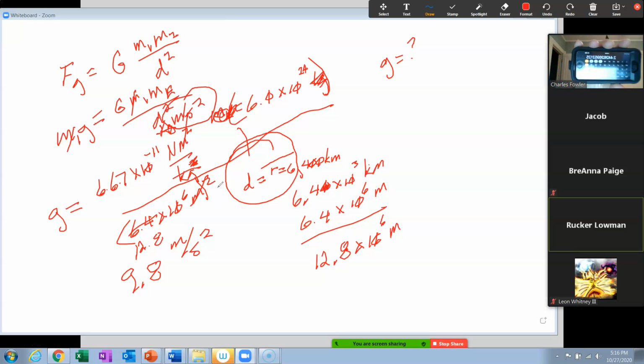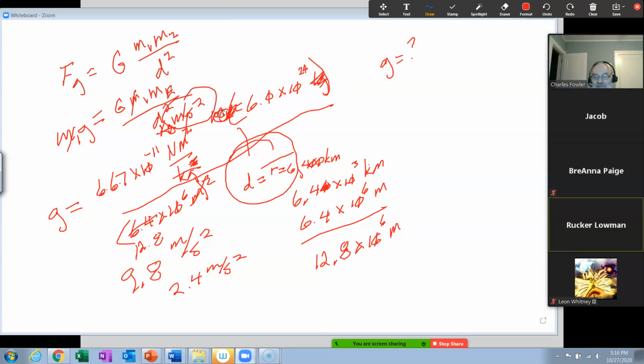What is your new acceleration due to gravity? If you doubled the radius, you divide the acceleration by 4 times. Inverse square, because you see that was a d squared. So that would give you 2.44, we'll just call it 2.4 meters per second squared. Same units come out of it, okay?